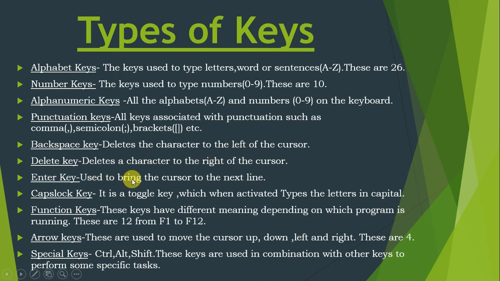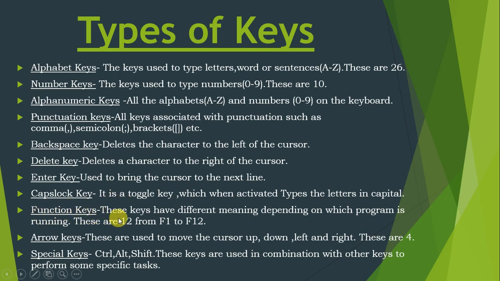Enter key. Enter key is used to bring the cursor to the next line. Caps lock key. Caps lock key is a toggle key. Now what is a toggle key? Toggle key is basically a key which when pressed once becomes active and when we press it again it becomes inactive. Next we have the caps lock key, which when activated types the letters in capital. When it is active all the letters will come in capital, and when it is inactive, then it will type all letters in small letters.